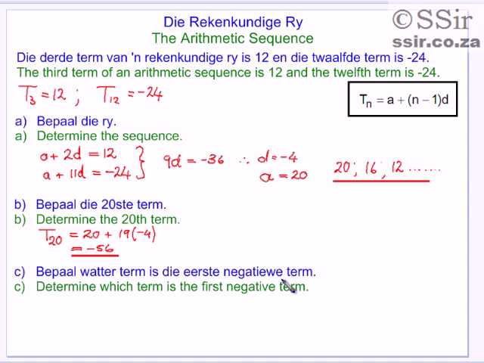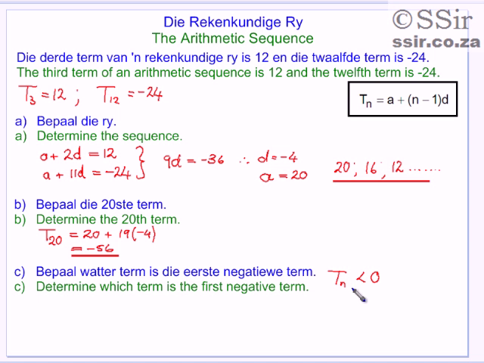Determine which term is the first negative term. Negative, of course, means smaller than 0, and we want to determine the position of the first negative term, or the first term that is smaller than 0. So Tn must be smaller than 0, and out of this inequality we will solve for n to find out which term in the sequence is the first one that is smaller than 0.